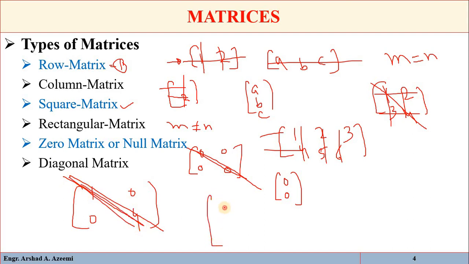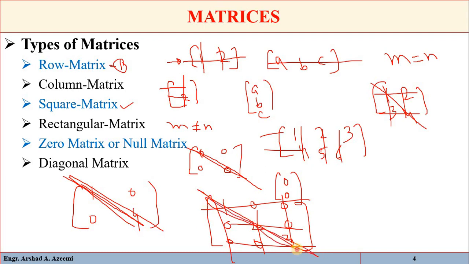For example 1 0 0 0 2 0 0 0 3. Here you can see that this is a 3 by 3 matrix in which we have 3 rows and 3 columns. So that is a square matrix, and except the diagonal elements all the other elements are 0, so that is called the diagonal matrix.